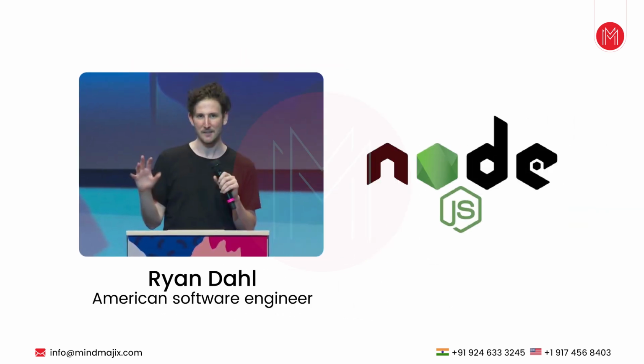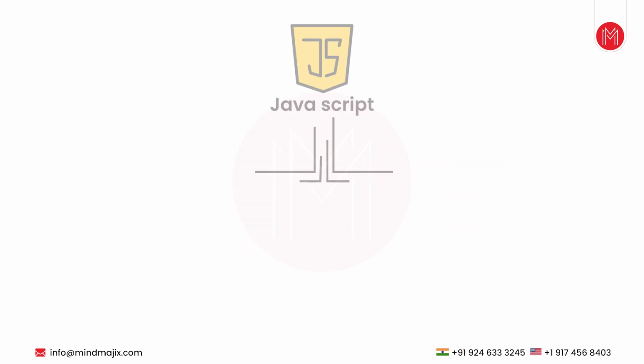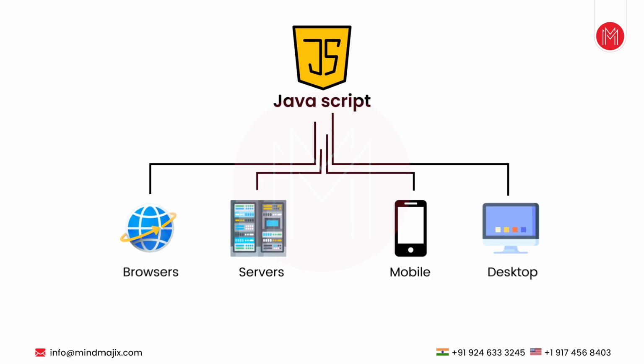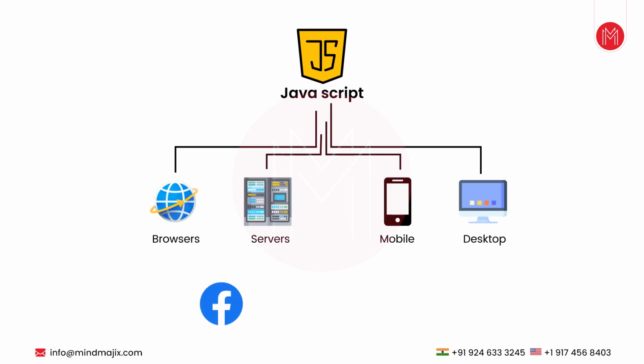Soon after, Ryan Dahl released an open source cross-platform environment called Node.js. It provided a way to run JavaScript code from outside of a browser. This freed JavaScript from the browser's confines and led directly to JavaScript's current popularity. Today you can use JavaScript to write all kinds of applications, including browsers, servers, mobile, and desktop applications. Most major online companies today, including Facebook or Meta, Twitter, Netflix, and Google all use JavaScript in their products. So this was a brief history of JavaScript.